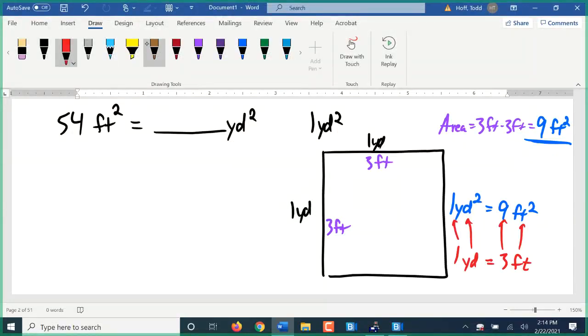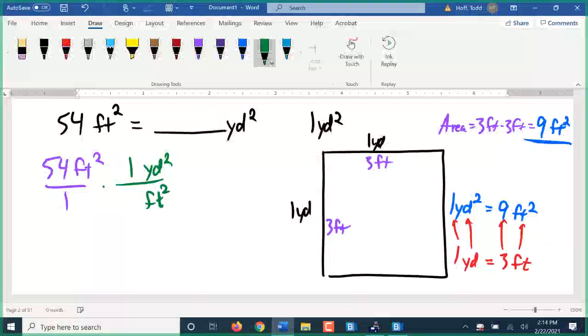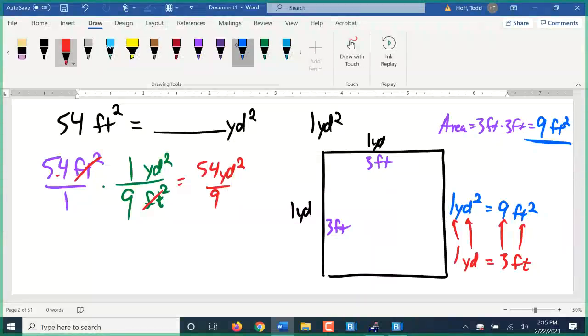So up here, for square feet, we'll put it over 1. Put square feet on bottom going into square yards. 1 square yard equals 9 square feet. Square feet cancel out. 54 times 1 yard is 54 yards squared, over 1 times 9 is 9. And 54 square yards divided by 9 is just 6 yards.